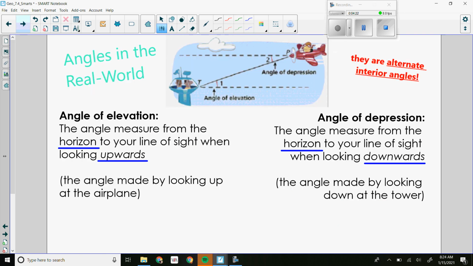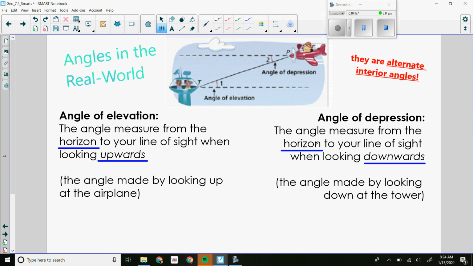We're going to talk a little bit about angle of elevation and angle of depression. So in your notes, I think you have to fill in the underlined words. And this says that the angle of elevation is the angle measure from the horizon to your line of sight when you look upwards. Okay, so when it says horizon here, it means this dotted line if you look at the picture. So it's from that one to the angle you make when you look upwards. So if we're looking at the airplane from this watchtower, it would be angle 1. That's the angle of elevation. You can pause and write these down if I'm going too fast.